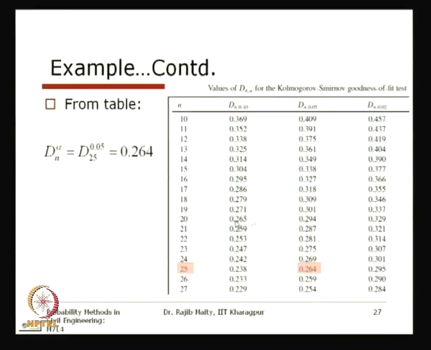If you see this table here, these are the values of the KS test, the goodness of fit test. For different n, listed in the first column as 10, 11, 12 and so on, and the second column is alpha 0.05. This kind of table is available in any standard textbook. Here the value is highlighted for n equals 25 and alpha equals 0.05, and the value is 0.264. So from this table we have picked up the critical value of that test.